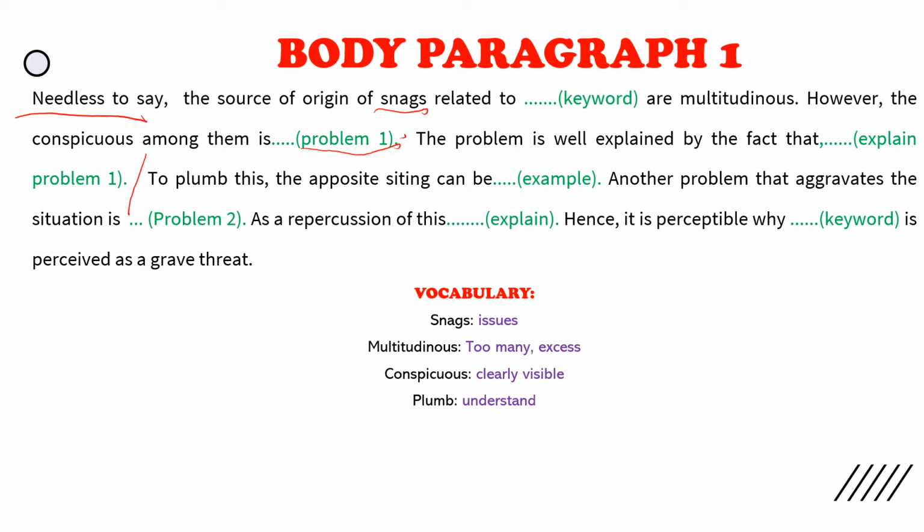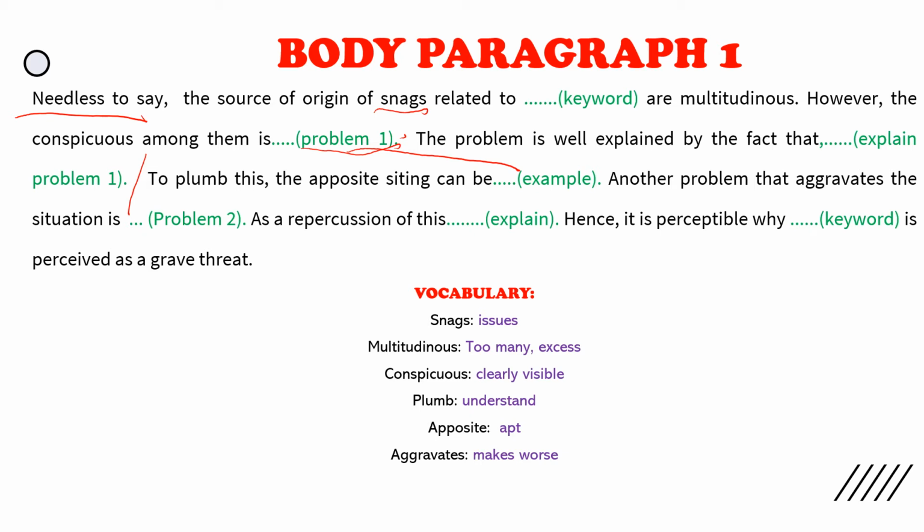Then give an example. "To plumb this, to understand this problem, the apt citing can be..." So "apt" means opposite, you can say apt citing. Okay, to plumb this, the apt citing can be whatever example you want to give related to the problem. Always the example should be about a specific situation, not a general idea or general explanation. The example should clearly be about a particular situation or incident that clearly explains why it is considered a problem.